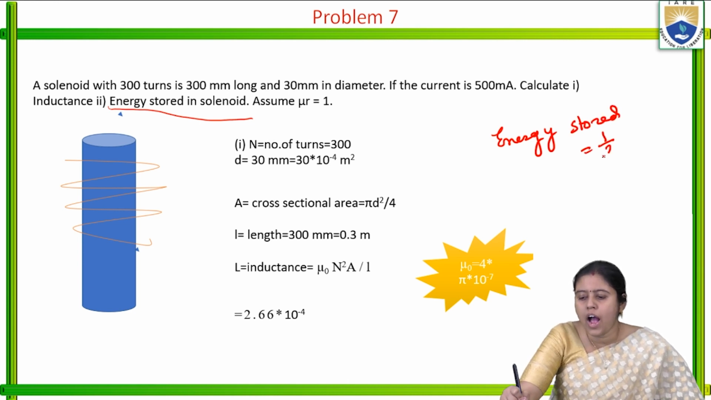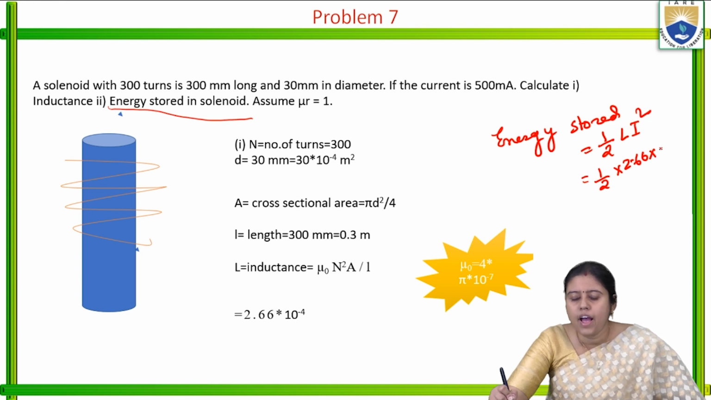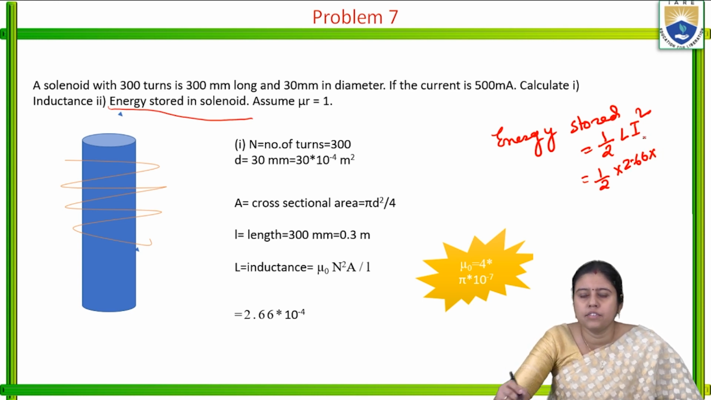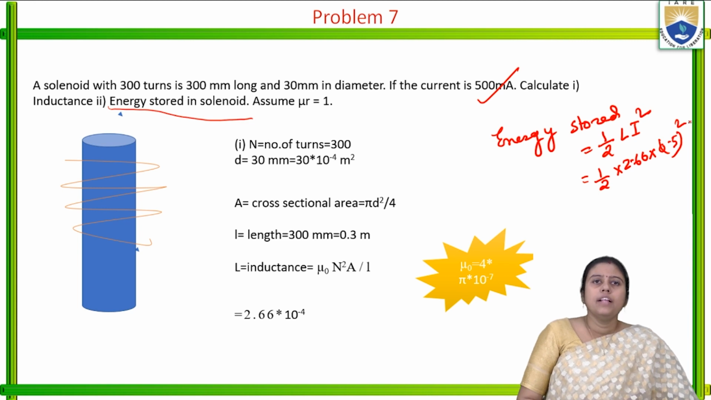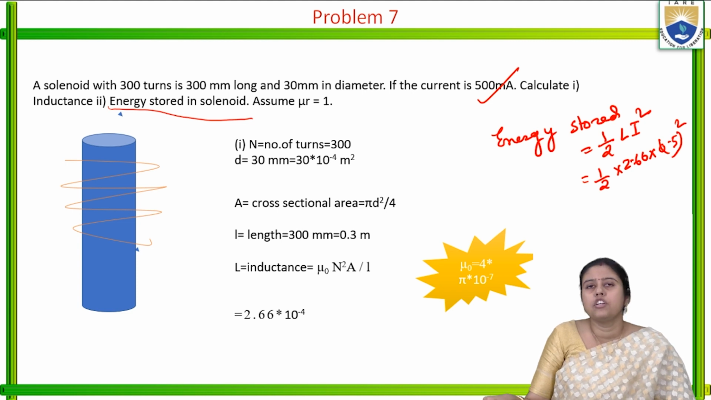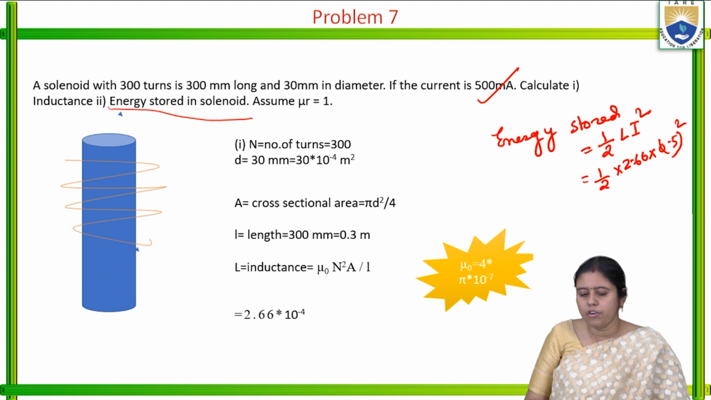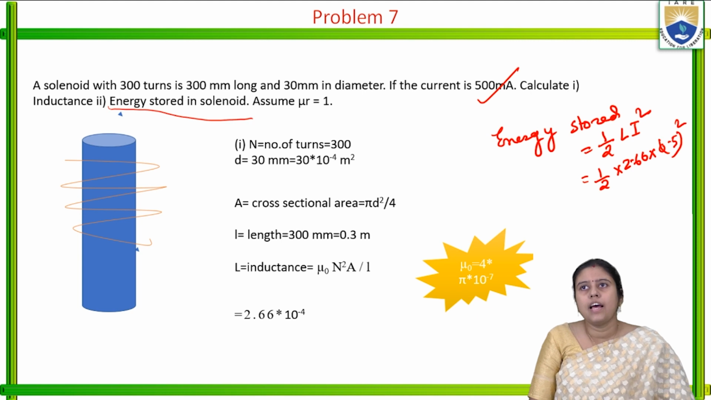Is equal to half L i squared. So half into 2.66 into I, the half L i value is given as 500 mA, which means 0.5, whole squared. Remember, always adjust the value in the SI unit. We never use the CGS unit; we will always use the meter unit. So this is our problem 7, the energy stored in a solenoid.